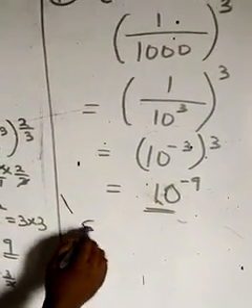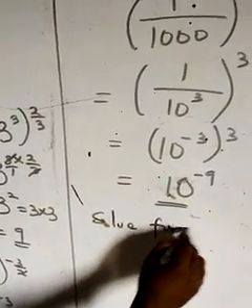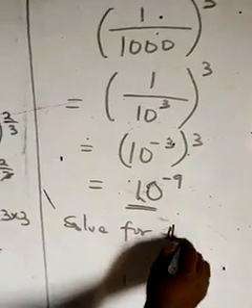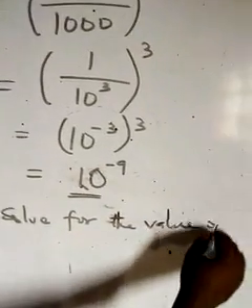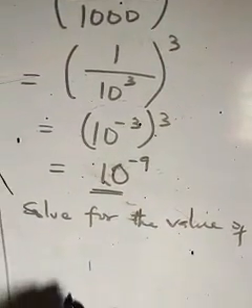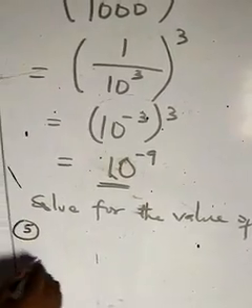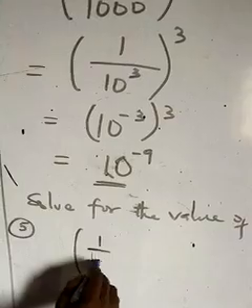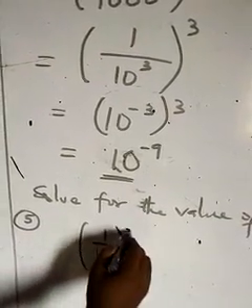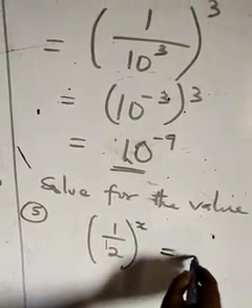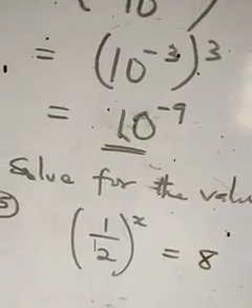Let's go to the fifth question. Now we have to solve for the value of x. Look at the first question here. That's number 5. Number 5 says 1 over 2 raised to the power x equals 8. Now how do we solve this?